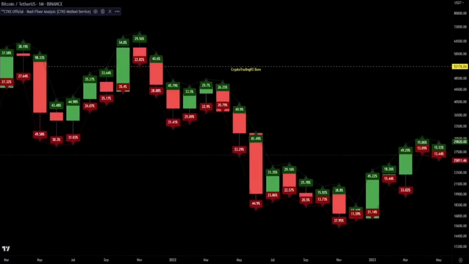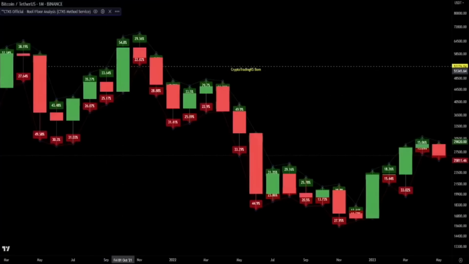Okay, I see something here. These look like candlesticks to me. And I remember it was probably a year ago you said candlesticks don't work in crypto. But these are your candlesticks, aren't they? No, this is just Bitcoin's price action per month.